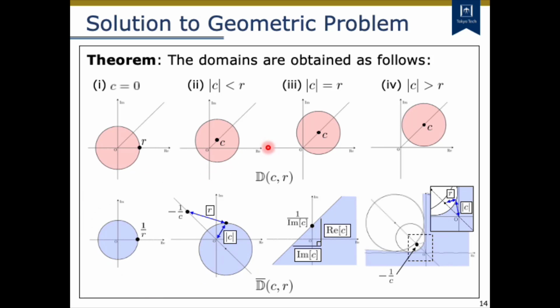Also, if the origin is on the boundary of the plant domain, like in the third case here, then the controller domain is obtained as a half plane like this. Finally, if the origin is outside of the plant domain, as in the fourth case here, then the controller domain is obtained as a domain outside the union of infinitely many circles like this. This theorem gives the pair of plant and controller model sets such that their feedback systems become internally stable.